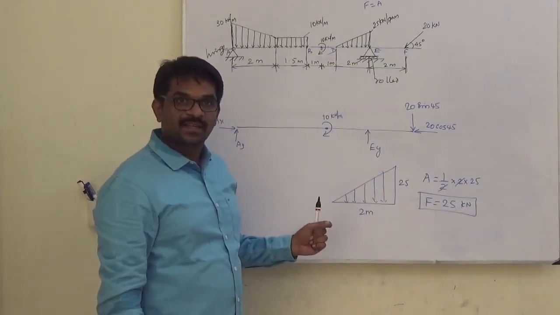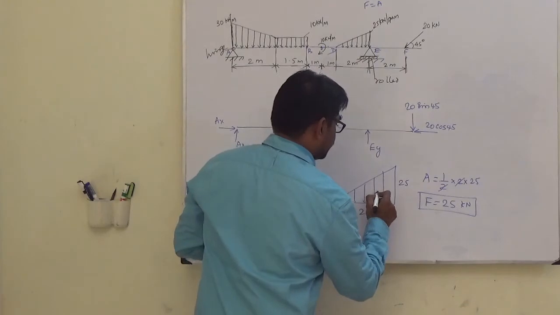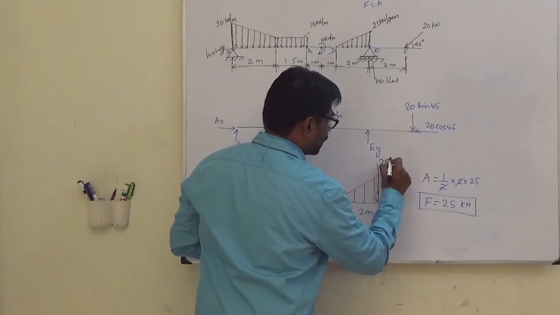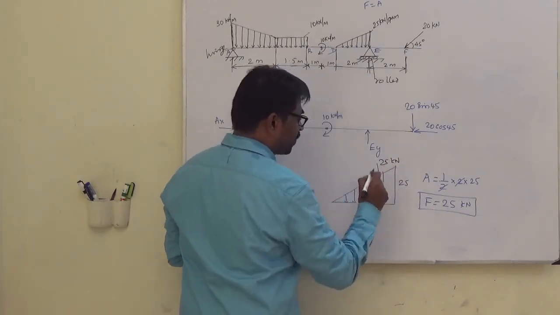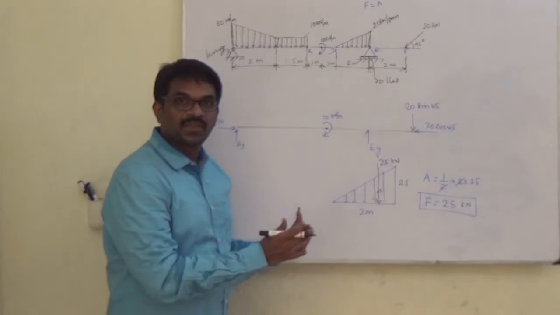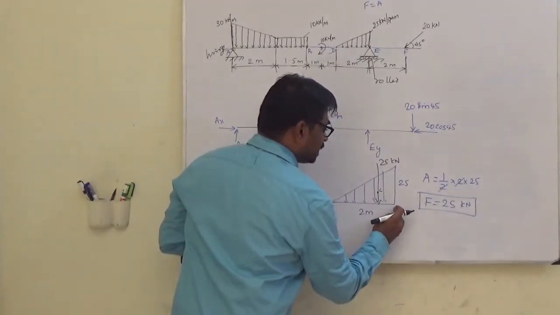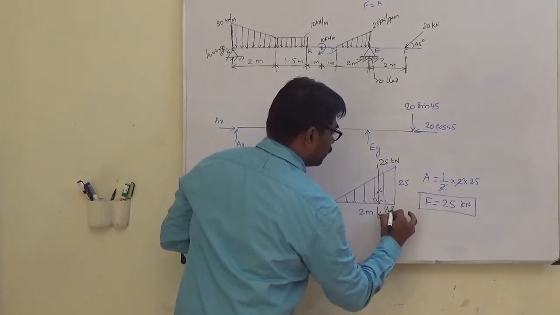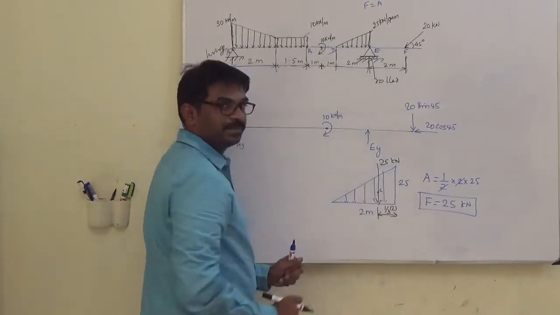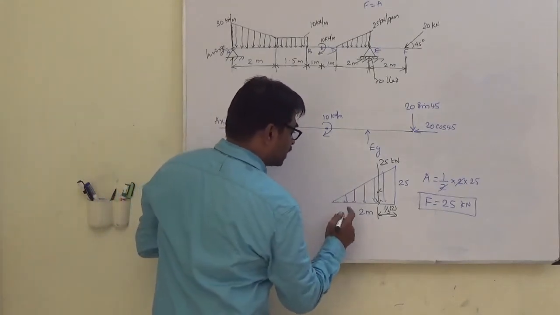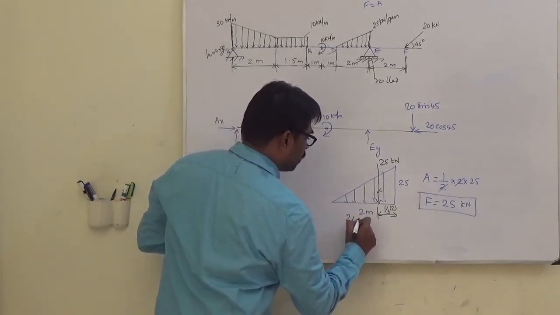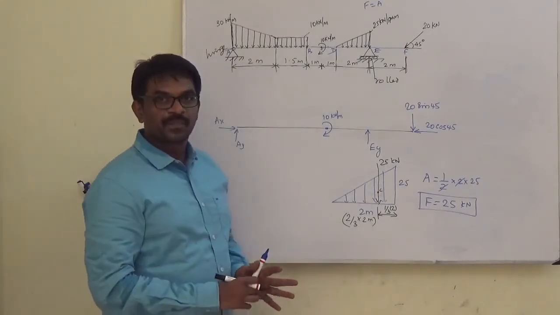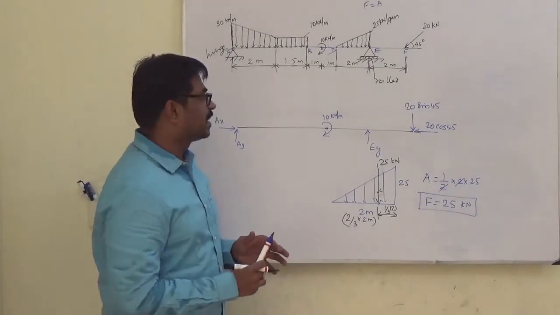The location of it, it will pass through the centroid. The line of action of the force, 25 kilonewton, will pass through the centroid. The location of centroid, from this end, it is 1/3 of the base. If you are coming from this end, it is 2/3 of the base. So I am able to get the distance as well.